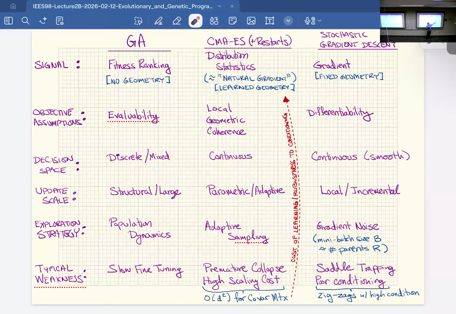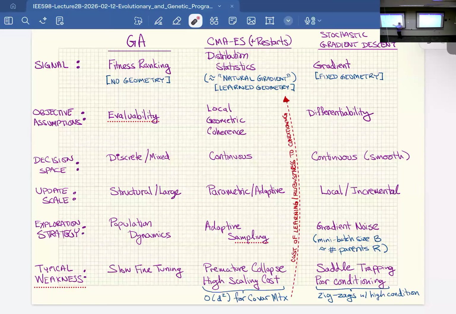SGD is stuck with that, and if you happen to change your units on your weights that you're trying to optimize with SGD, it will change the dynamics of it because you're changing the gradient magnitudes. So it is not robust to reparameterization. So there's a lot of choices that seem arbitrary that you could make that will change the performance of gradient descent, but will not change the performance of CMA-ES.